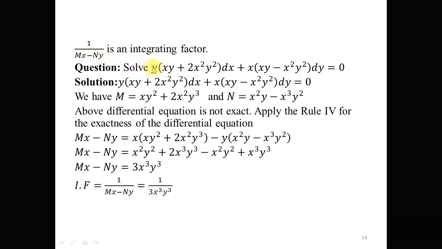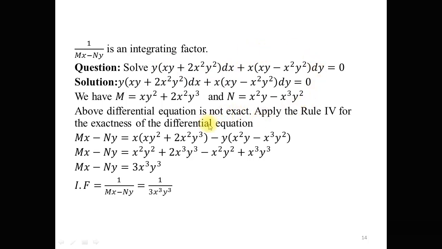Suppose we have the problem y(xy plus 2x square y square) dx plus x(xy minus x square y square) dy equals 0. Dear students, this is the M function and this is the N function. Now the above differential equation is not exact because it is of the form y f(xy) dx plus x g(xy) dy.